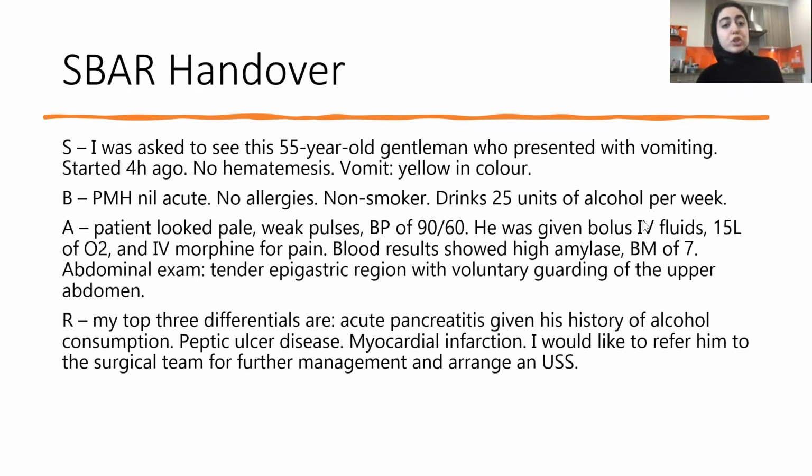The blood results showed a high amylase and blood glucose, capillary glucose of 7. On examination, the abdominal examination revealed a tender epigastric region with voluntary guarding of the upper abdomen. Then for recommendation, you can say my top 3 differentials are acute pancreatitis, given his history of alcohol consumption, peptic ulcer disease, and myocardial infarction. I would like to refer him to the surgical team for further management and arrange an ultrasound scan.